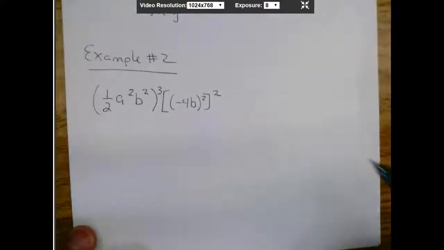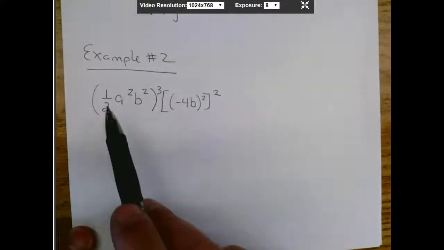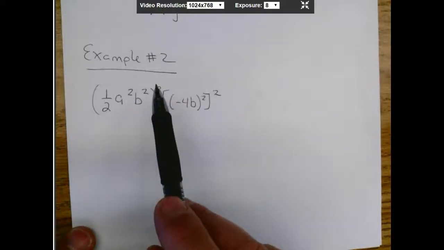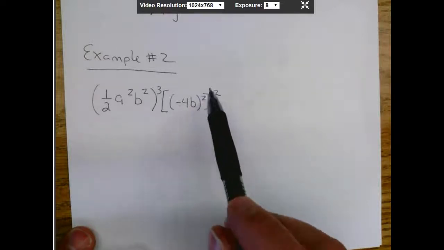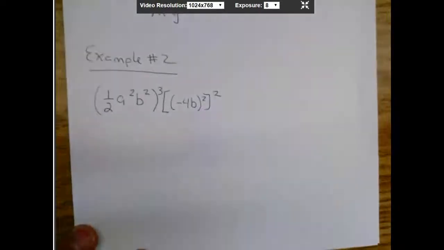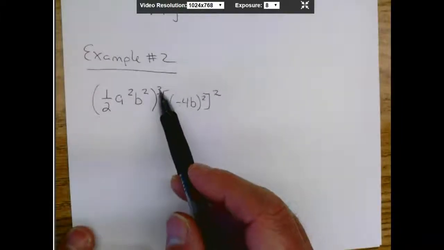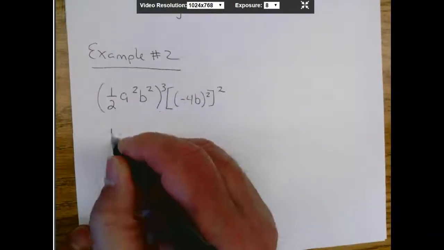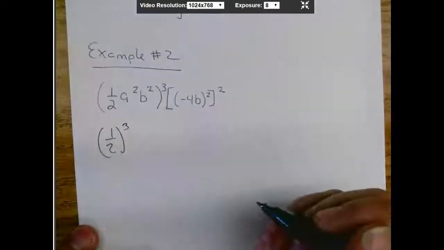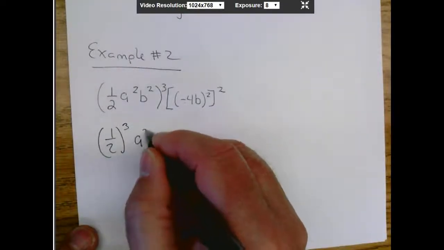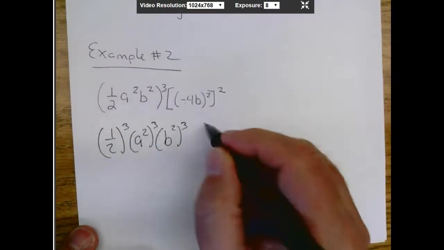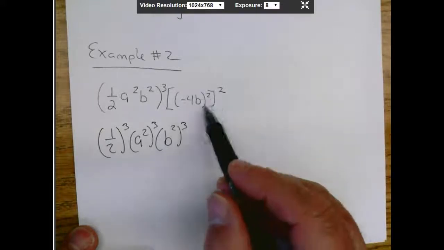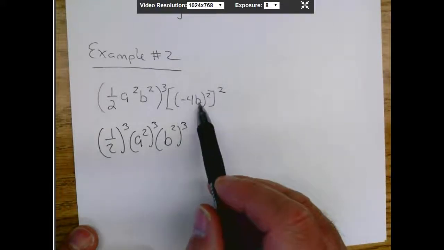So that's one example. If we look at another example, we have 1/2 a squared b squared, to the third power, and then we have negative 4b squared, that whole thing squared. So here's how we do that. We're going to draw them out really quick. So 1/2 cubed, then a squared to the third, b squared to the third. We're going to do this inside thing here first. So then we're going to have negative 4b squared.